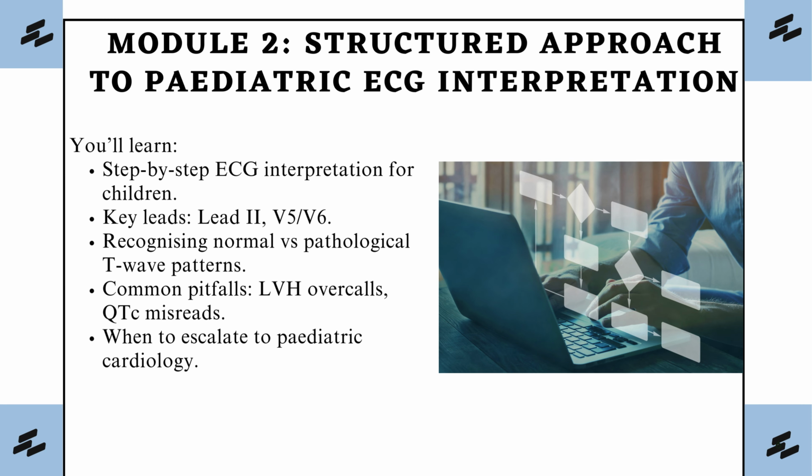Module 2. Structured Approach to Pediatric ECG Interpretation. Here we'll build a systematic framework for reading ECGs in young patients. We'll cover correct lead choice, measuring intervals, and recognizing normal variants like T-wave inversion or R-wave dominance. We'll also discuss common pitfalls, for example, overdiagnosing left ventricular hypertrophy or misinterpreting QTc. By applying this structure consistently, you'll improve accuracy and know when a cardiology referral is needed.